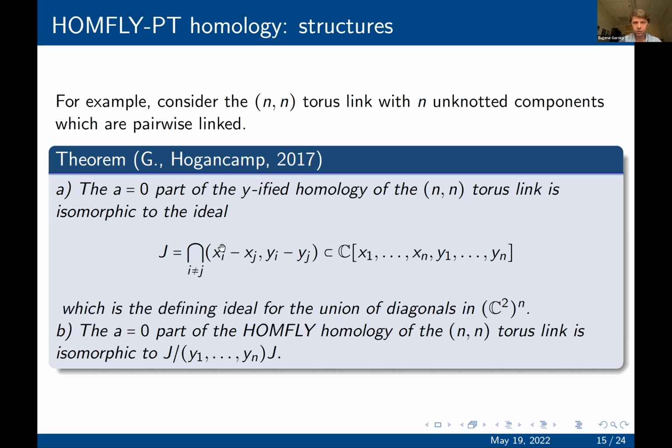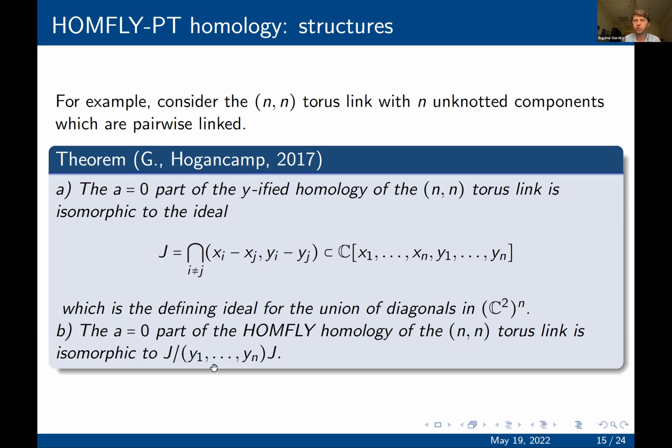So you can think of this xi minus xj and y minus yj as the equations for the diagonals in C^2n, but maybe that's not so important. And this is the y-ified homology. So if you want to go back to HOMFLY homology, you need to quotient by the y variables. And in this particular case, you can check that the homology is free over y's, and the quotienting somehow doesn't destroy nice properties.